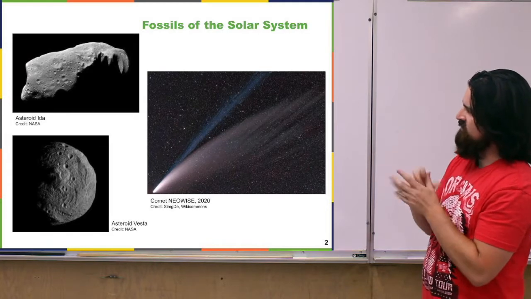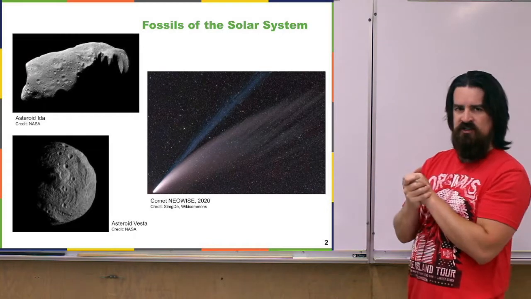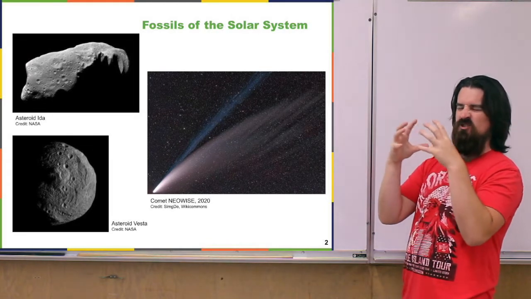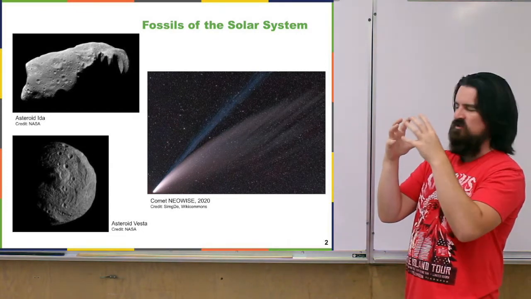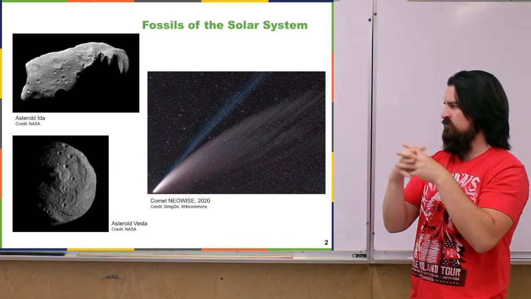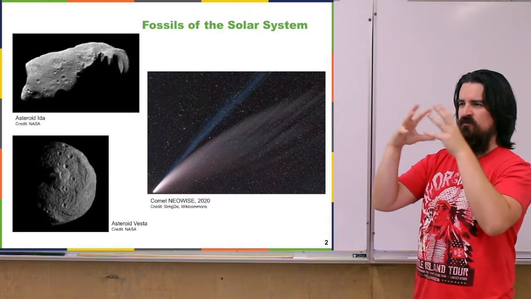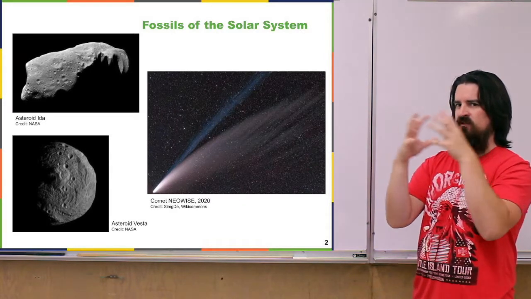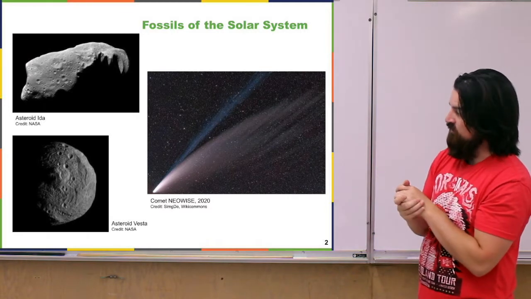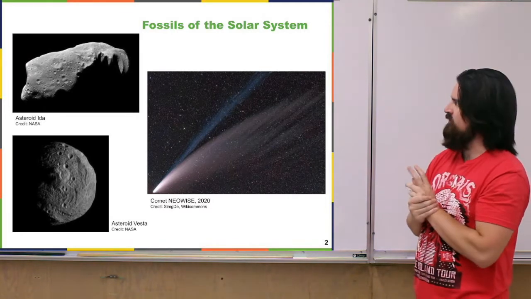You can see Ida is pretty misshapen. It's not a particularly large asteroid, so its own gravitational pull on itself doesn't seem to have formed it into a sphere. Once you get to large enough objects, the gravitational pull tends to want things to come into this spherical shape. So Vesta is pretty darn large, so hence pretty spherical.